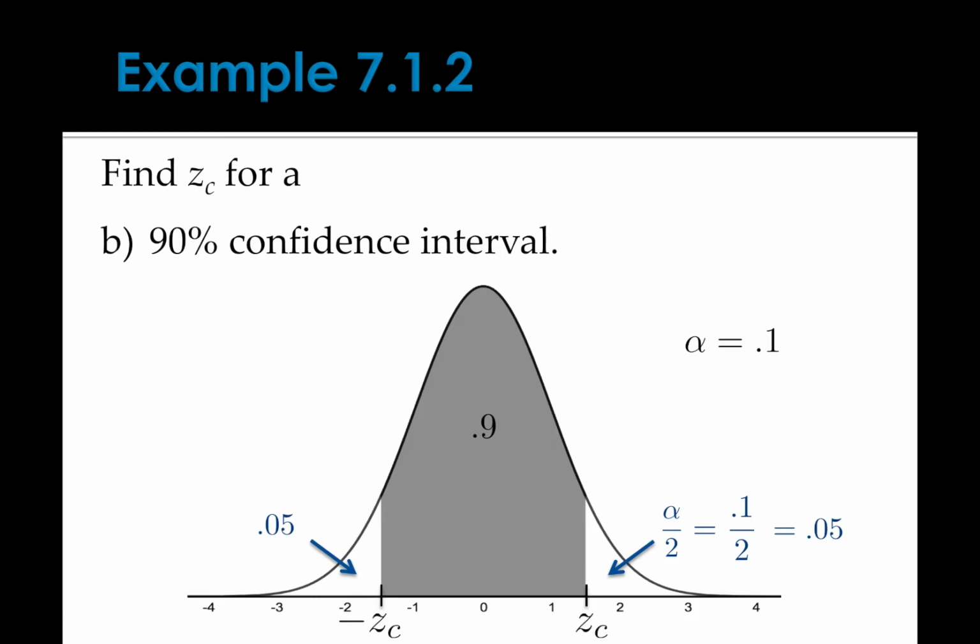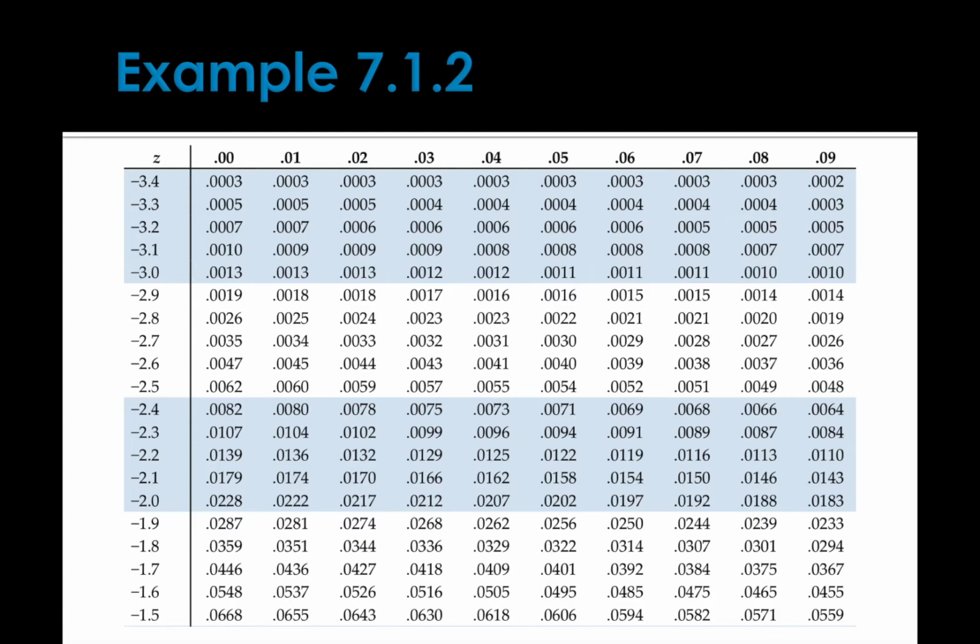And then we're going to go looking for our z value in the table. All right, so I'm looking on the negative side because I know the area to the left of the negative value is 0.05. So there's my negative side of my table. So I'm going to look for the closest thing I can find to 0.05.